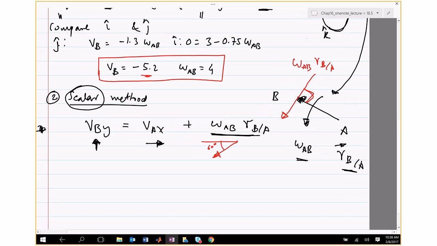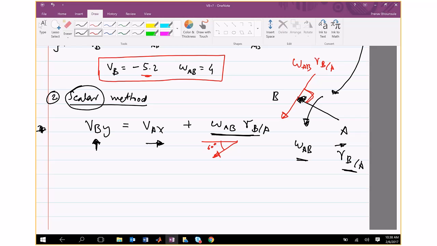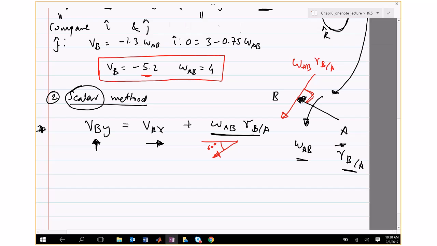Okay, so this is a scalar equation now, in the sense that I've written down the equation and indicated the direction separately, and now what I do is the same thing which you guys have done perhaps in high school physics, where you took the x component, equated them, y component, equated them. So VBY equals omega AB RB with respect to A. Again, this is a scalar. What I need to do is take the sine of 60 degrees, since this is the y component.